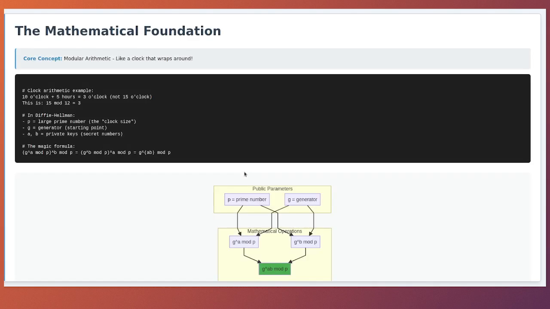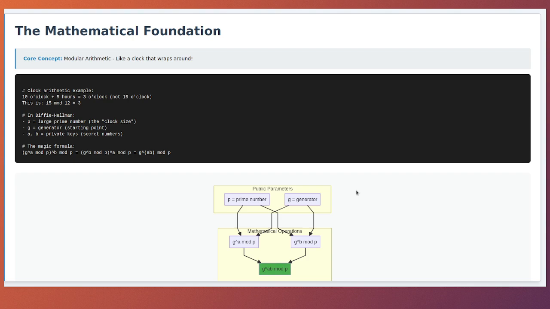The mathematical foundation. Now that you understand the concept through colors, let us peek under the hood at the actual mathematics. Don't worry, I will keep it simple and relate everything back to our color analogy. In the real Diffie Hellman algorithm, instead of mixing colors, we use something called modular arithmetic. If you have ever looked at a clock, you already understand modular arithmetic.